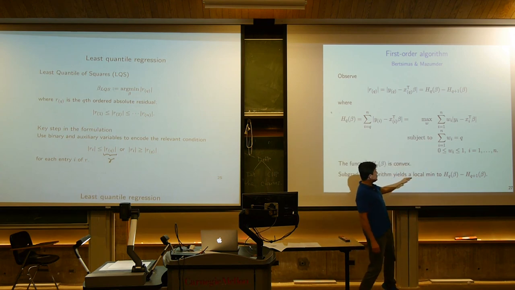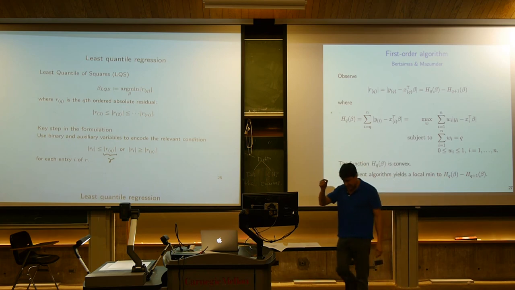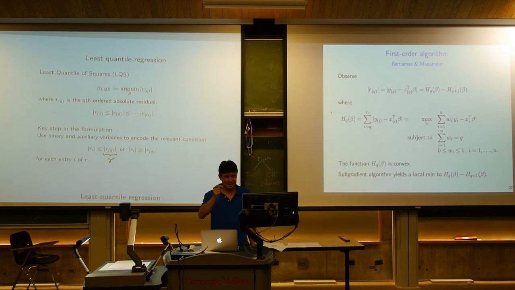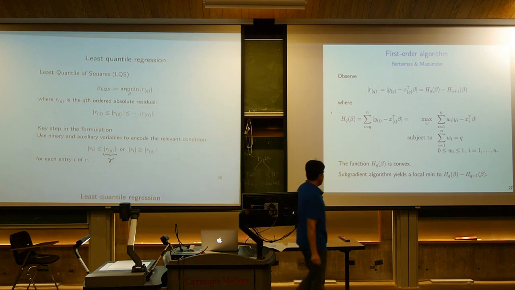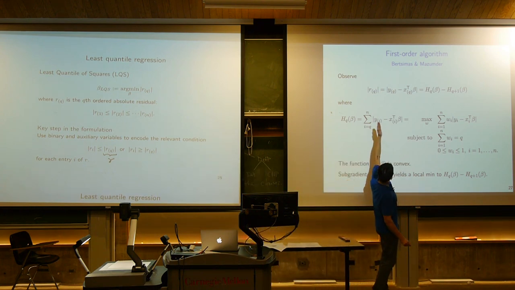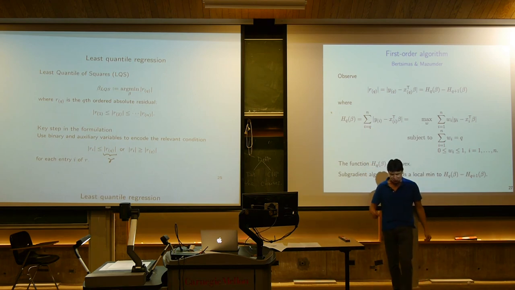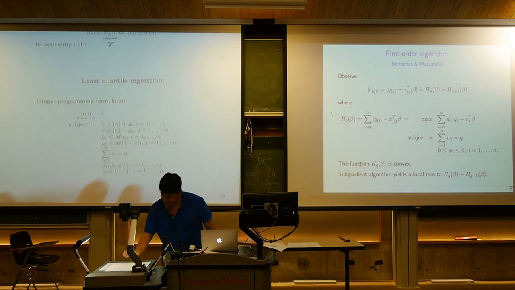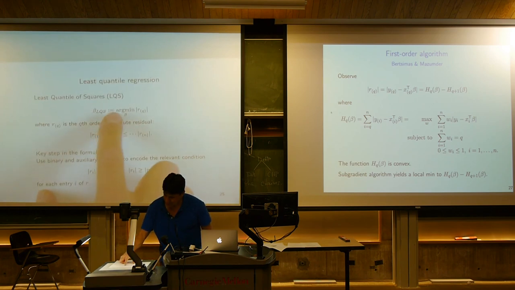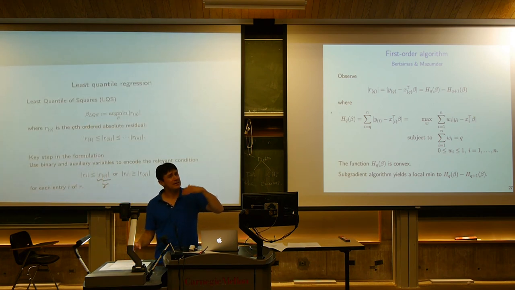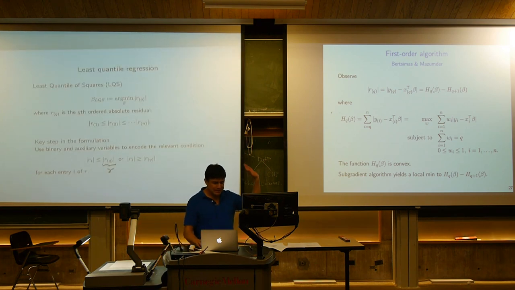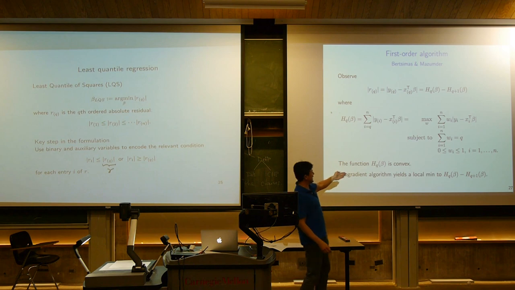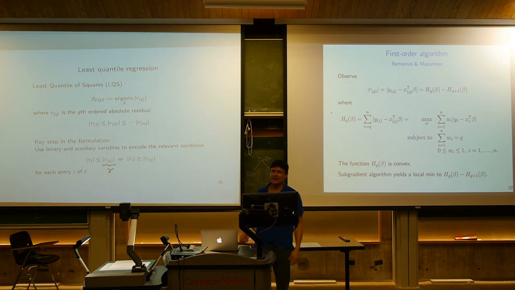So this HQ is a convex function, and the function that we are trying to optimize is the difference between these two convex functions. So this problem is a very difficult problem, but it's the difference of two convex problems. So then you can hit it with a subgradient algorithm, produce some local min, and then you have something similar.